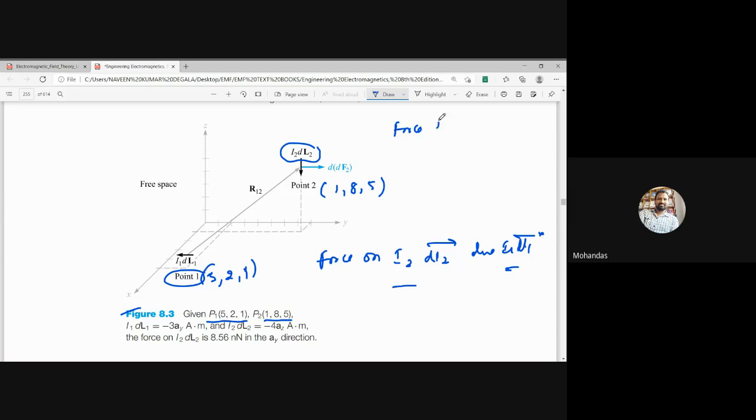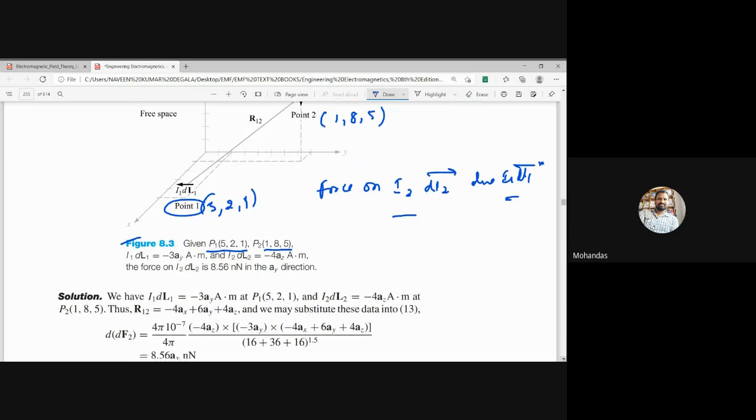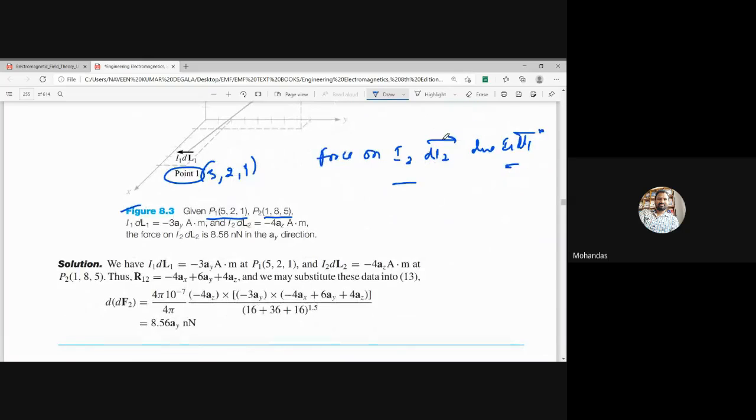This is the third force we derived, right? And what is the formula for that force? So this is differential of differential force. He is asking only about a differential force on I2 DL2, not the total force. He is asking about differential of differential force. And this is the solution. This is a solved problem in the textbook, 8th edition. I will send this textbook also.